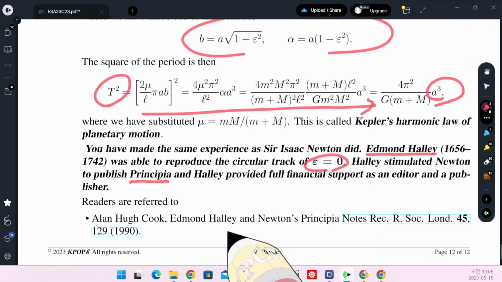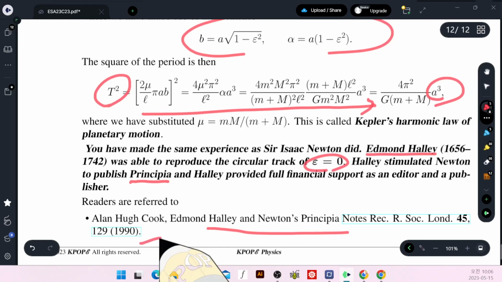Why don't we read it through? There's a very interesting paper in it.